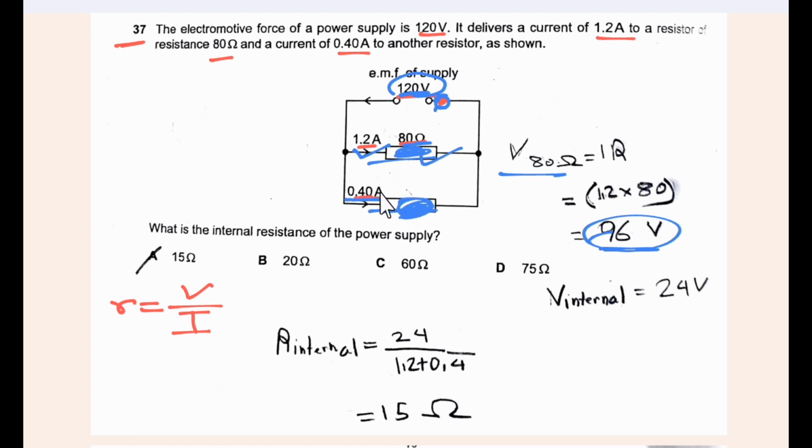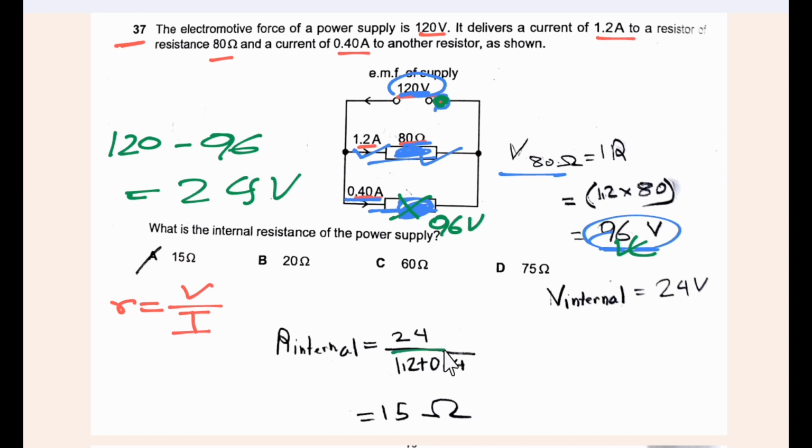So what is the resistance for this resistor? That is voltage by current, but we do not need to know its resistance because we already know the voltage in this parallel circuit, that is 96 volt. So what is the voltage across the internal resistor? The internal resistor voltage would be 120 minus 96. So the answer we get is 24 volt for the internal resistor.